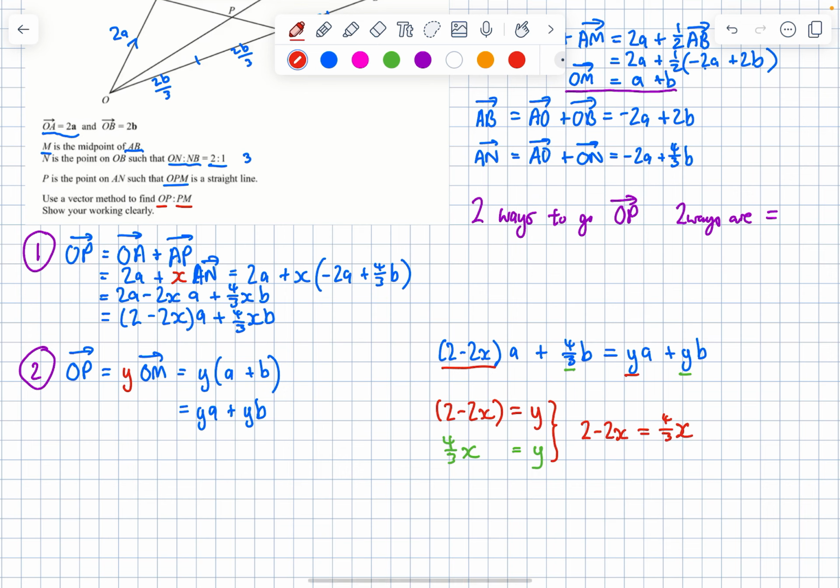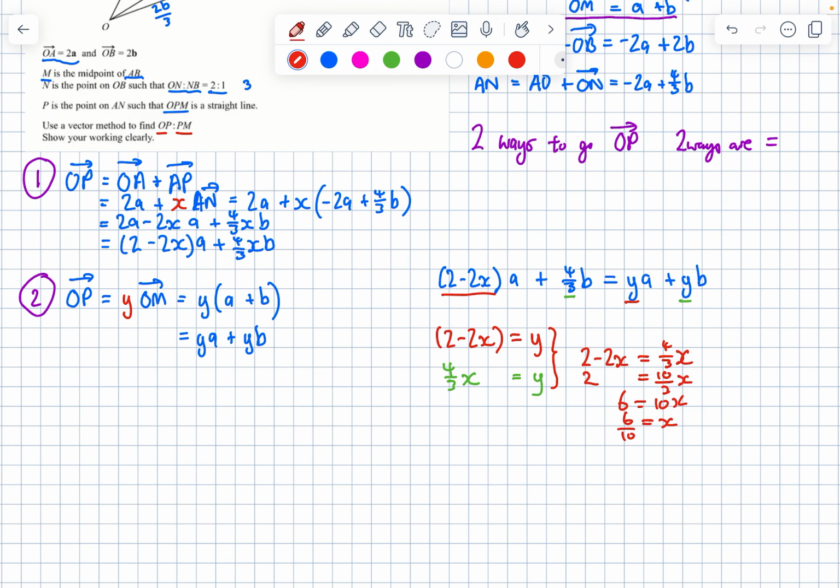Now we need to work out what x is. So I'm going to add 2x to both sides. Then I'll have 2 equals 10/3 of x, because 2x plus 4/3 x is 10/3 x. Multiplying by 3, I've got 6 equals 10x. Divided by 10, 6 over 10 equals x.